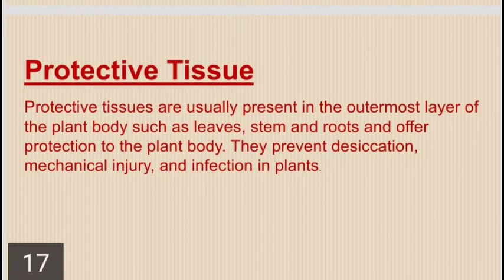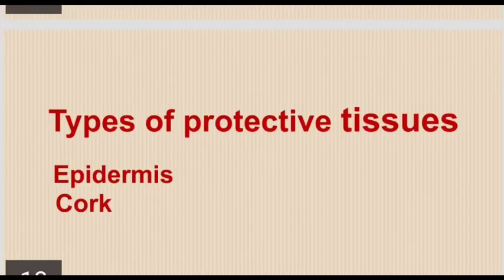Protective tissue. Protective tissues are usually present in the outermost layer of the plant body, such as leaves, stem, roots, and offer protection to the plant body. They prevent desiccation, mechanical injury, and infection in plants. There are two types of protective tissues in plants. They are epidermis and cork.